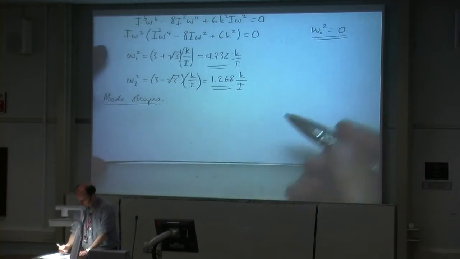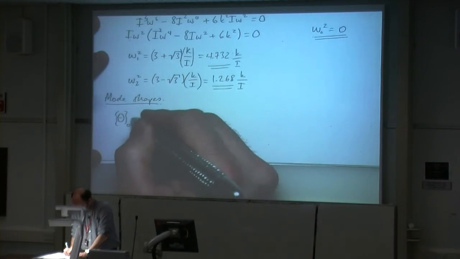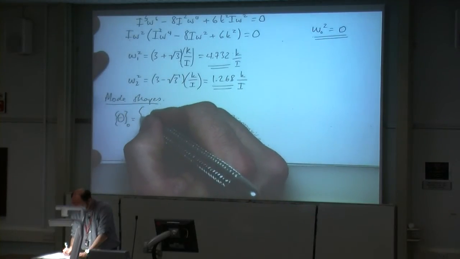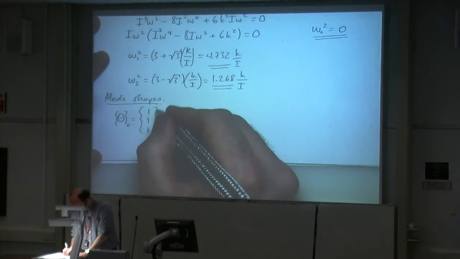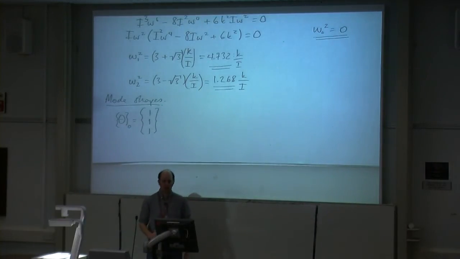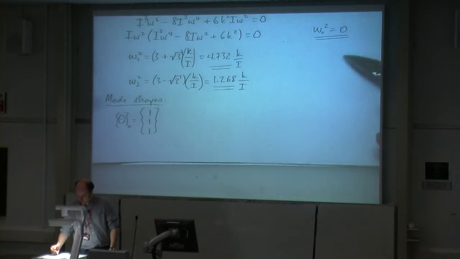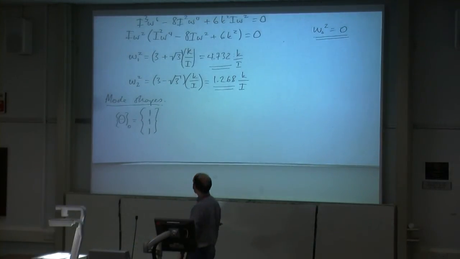The first mode shape, or the zeroth mode shape, is easy. When the thing's not oscillating, everything will move in unison. You don't need to show the work for that. You don't need to stick 0 into your mechanical impedance matrix to solve for 1, 1, 1. I will take it that you know that.